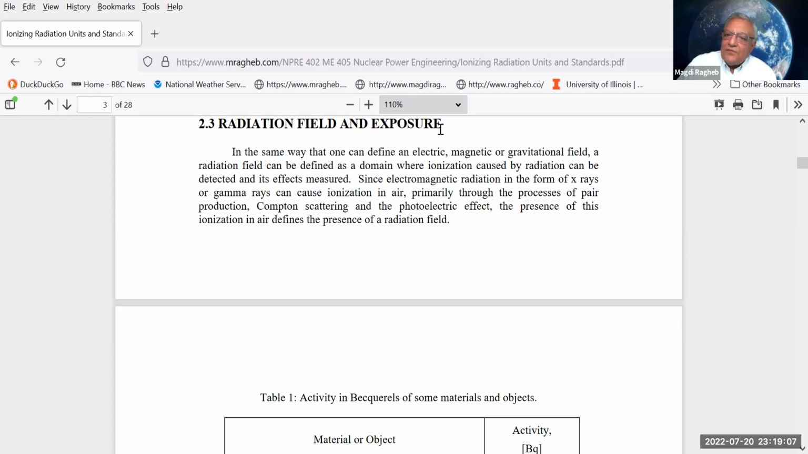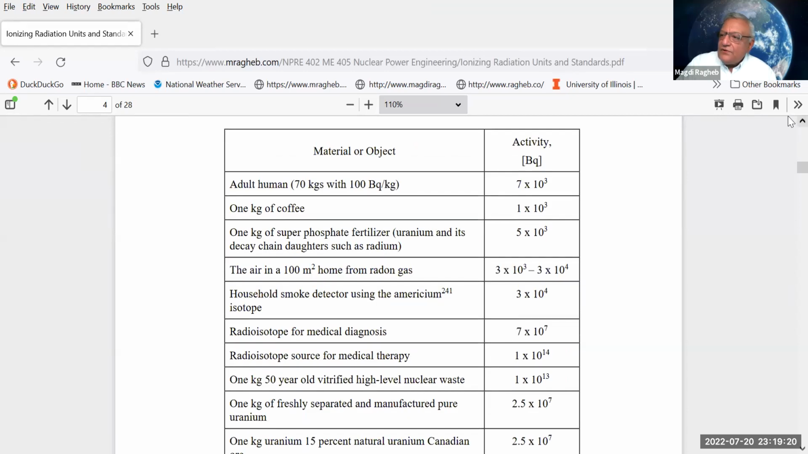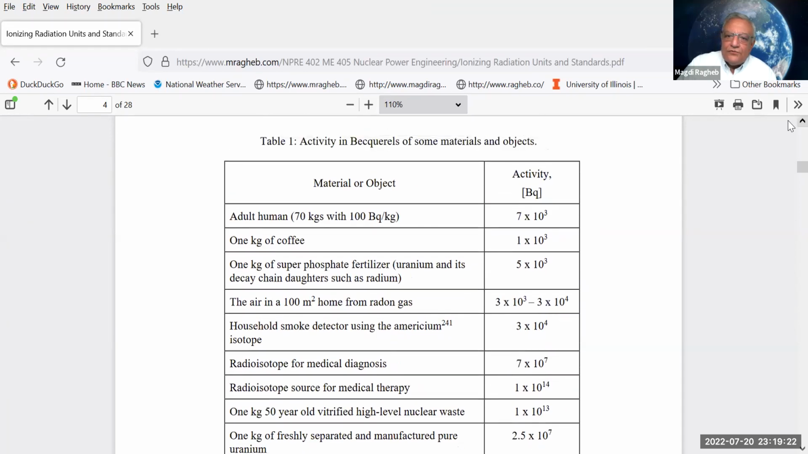And the same idea is used in dosimeters to measure the amount of radiation that humans are exposed to in a radiation environment. This radioactivity, as we know, is extremely ubiquitous. It's all the way around us. It's also in our own human body.